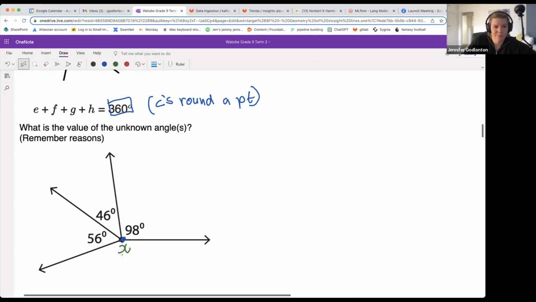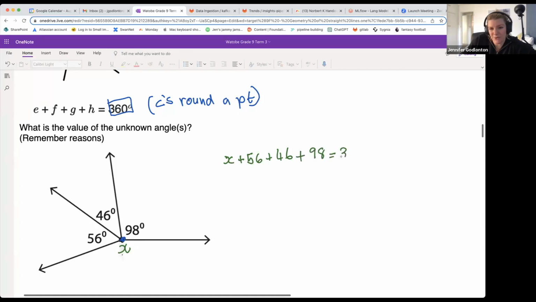There we go. Okay, let's try and write this out. So we're going to say our statement, we're going to say X plus 56 plus 46 plus 98 needs to equal 360 degrees. And our reason for that is going to be angles around a point.